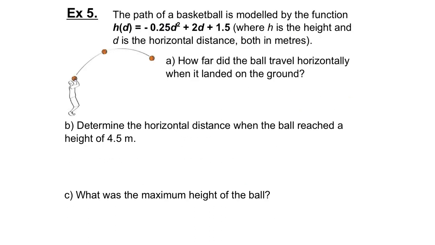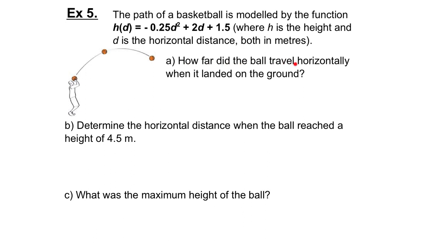And this last example in this lesson is just to get you to put a few ideas together now. This is an application of a quadratic function. The path of a basketball is modeled by the function h of d equals negative 0.25d squared plus 2d plus 1.5, where h is the height and d is the horizontal distance, both in meters. So h of d, remember that's the height as a function of distance. The height is equal to this calculation. So if we know the distance, we can calculate the height. Or if we know the height, we can calculate the distance.